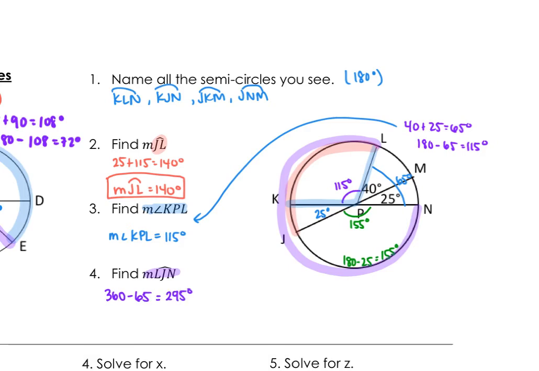Okay, you would get the same answer if you just did 115 plus 25 plus 155. But to me, this is a little bit easier. So the measure of arc LJN, which is a major arc because it's over 180 degrees, is 295 degrees.